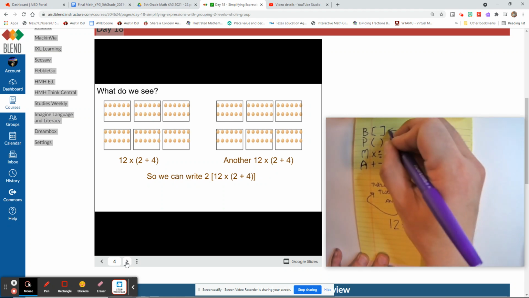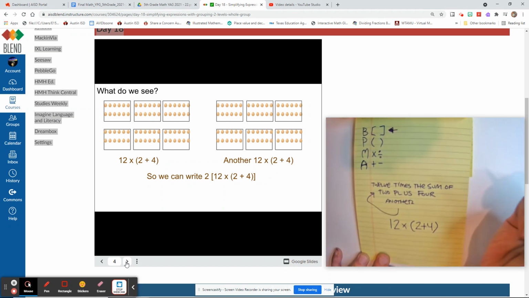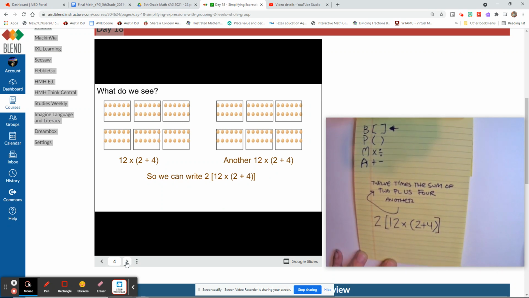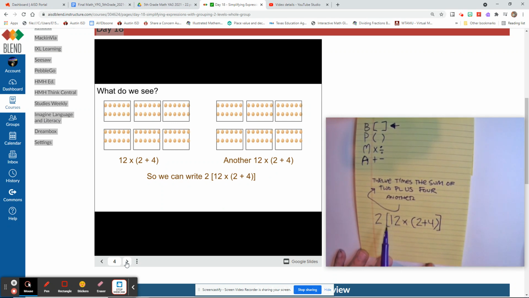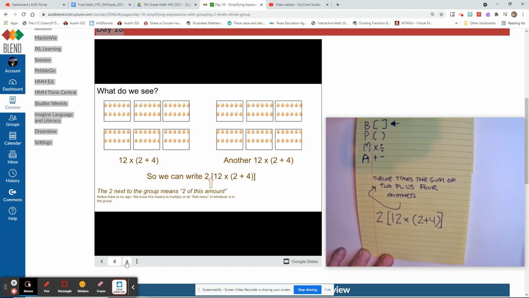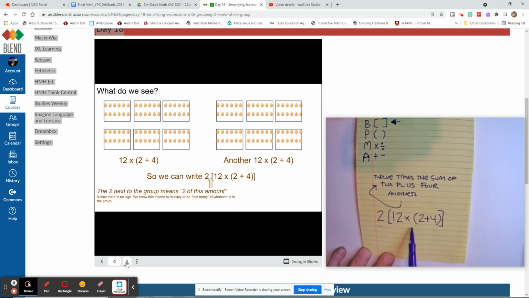We've been talking about it. We've been using the goggles a lot, but we haven't seen this one yet. But now, here it is. If we put a 2 in front of it, just like before, that means multiply. 2 of whatever's in brackets. So what we're going to be doing is saying 2 of this amount.